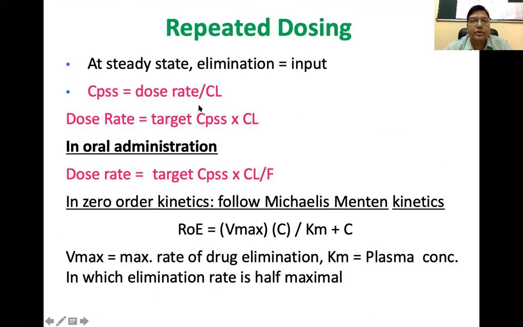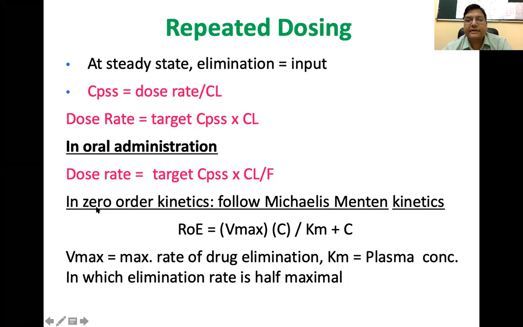Coming to repeating doses at a steady state, that is at the peak, the elimination is equal to the input or intake of the drug, and the steady state plasma concentration is equal to the dose rate upon clearance. So the dose rate is the target plasma concentration required into the clearance, and in oral administration we have to divide this by the bioavailability, that is the F.